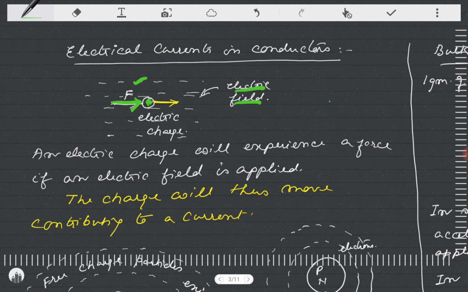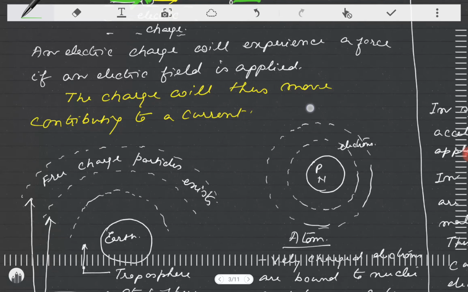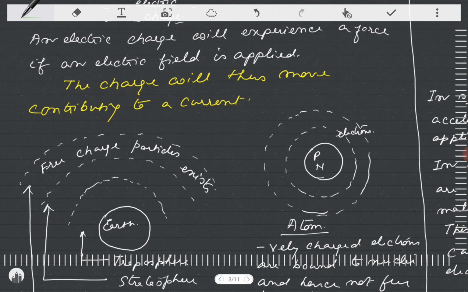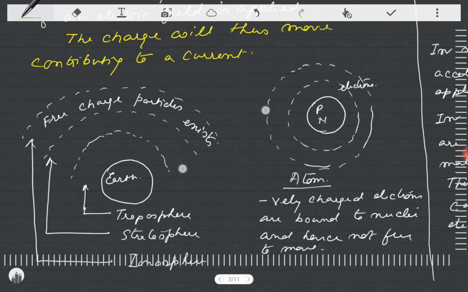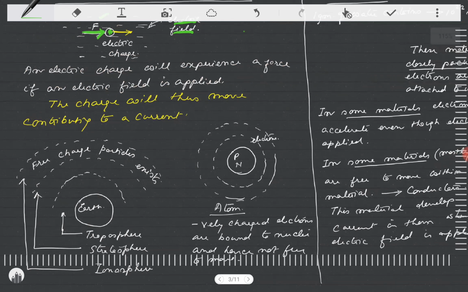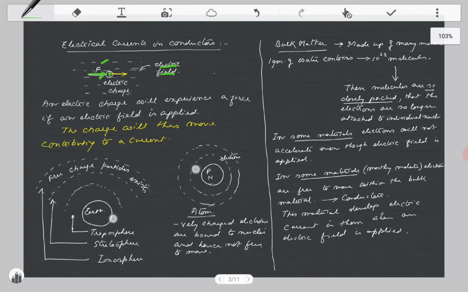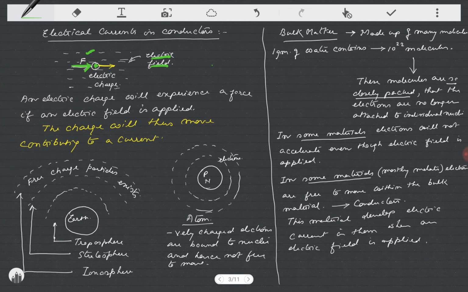Now in nature, free charged particles do exist in the upper strata of the atmosphere. This is our Earth. The upper strata are the troposphere, stratosphere, ionosphere, and last is the exosphere. Free charged particles exist in the ionosphere layer.